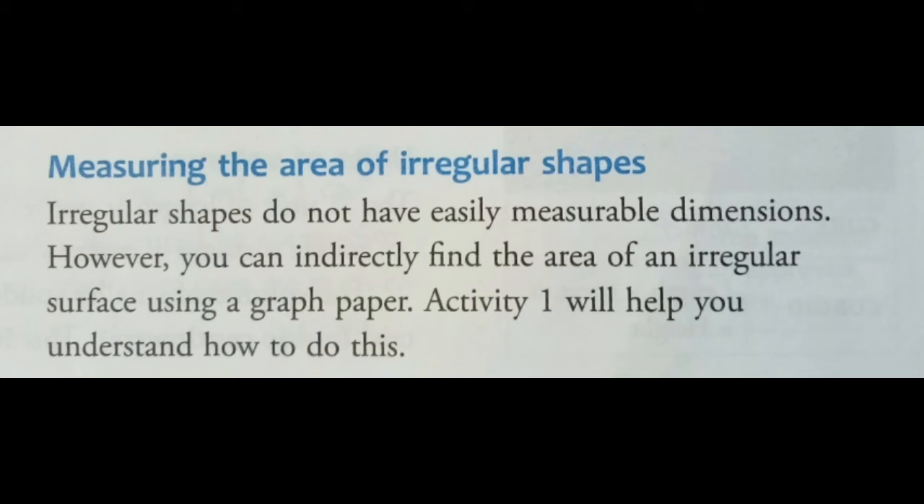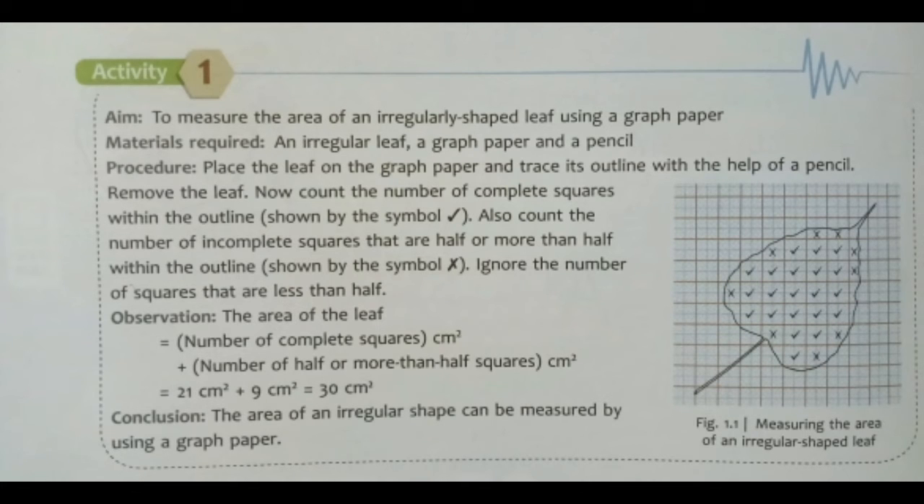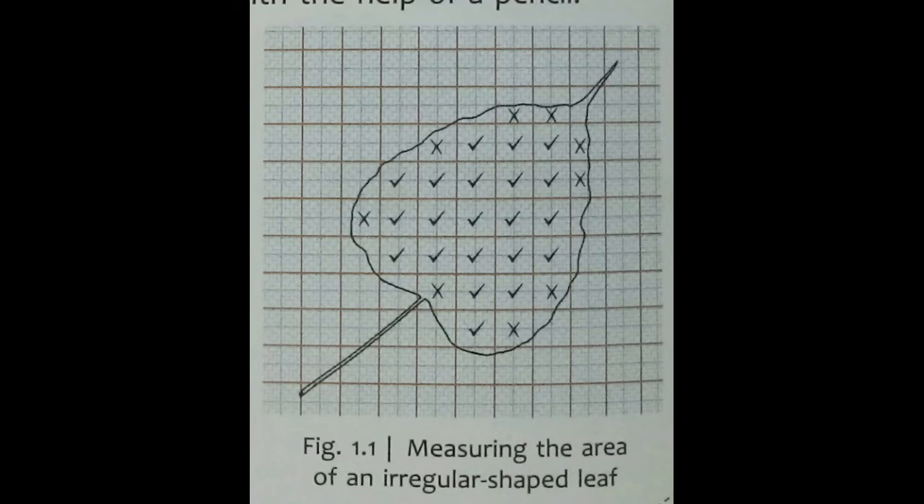learned how to calculate the area of an irregularly shaped plane figure. This activity is given to explain how we can calculate the area of an irregularly shaped object using the graph paper method. We need a graph paper, a pencil, and an irregular object. On the graph paper we place the irregular object, and with the help of the pencil we make the outline of that object.